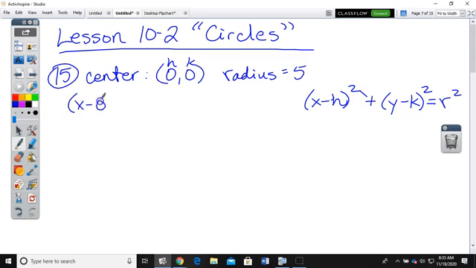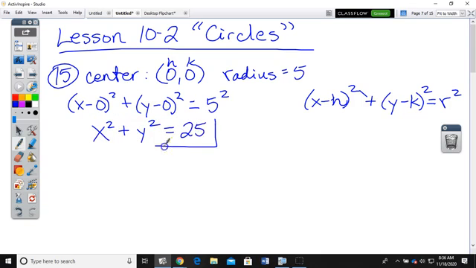So (x - 0)^2 + (y - 0)^2 = 5^2. But don't leave it like that. Always simplify. What's x minus 0? X, plus y minus 0 is y. So y squared equals, what's 5 squared? 25. So there's the equation for it.